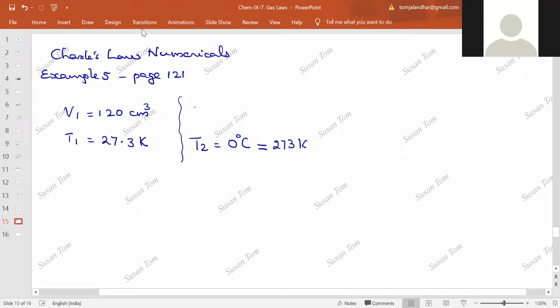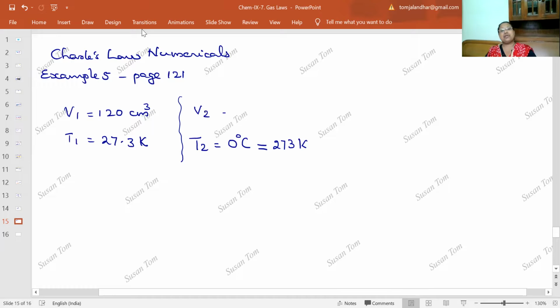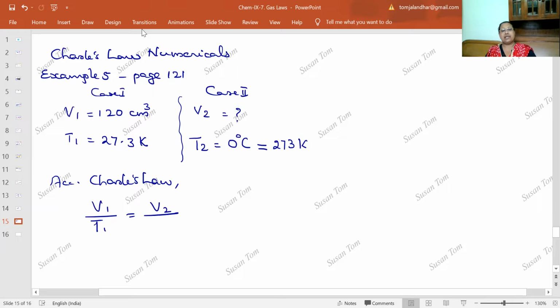What is the volume of the gas? So in case 2, V2 you have to calculate. This is your case 1, this is your case 2. What we know, according to Charles' law, children, is V1 over T1 is equal to V2 over T2. Volume of a gas.